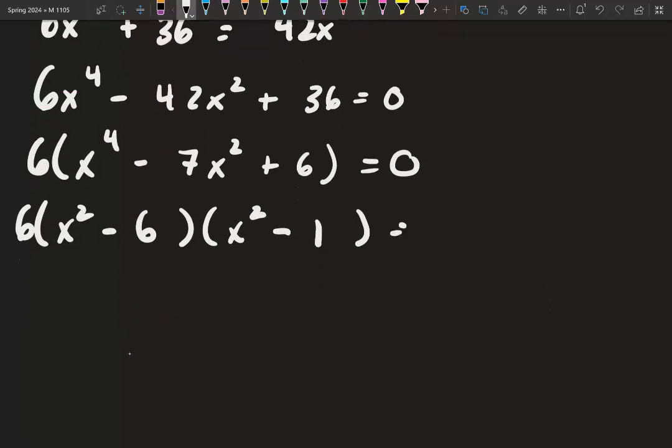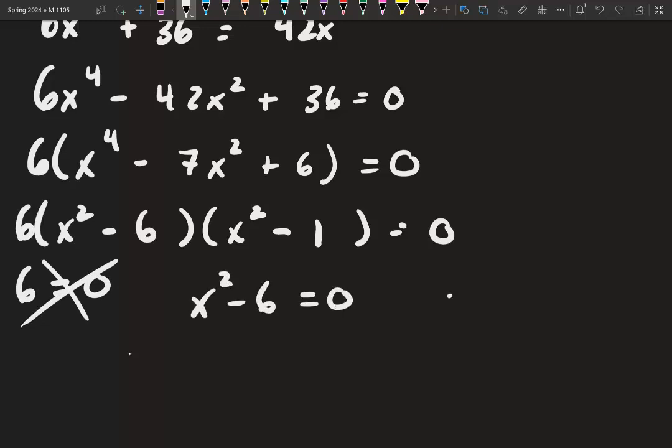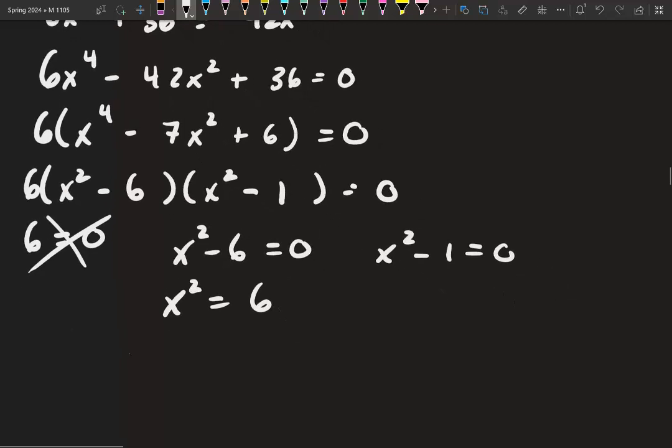Now we have factors, so let's set each factor equal to 0. We have 6 equals 0. That doesn't make sense because it is nothing. We have x squared minus 6 equals 0, and we have x squared minus 1 equals 0. So we have x squared equals 6. We square root it.